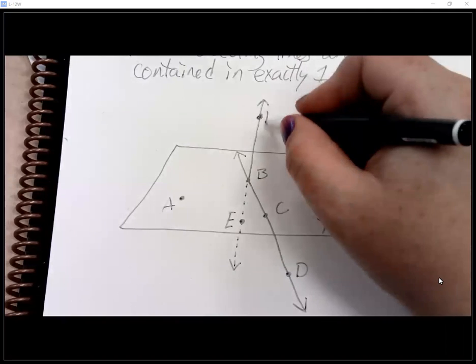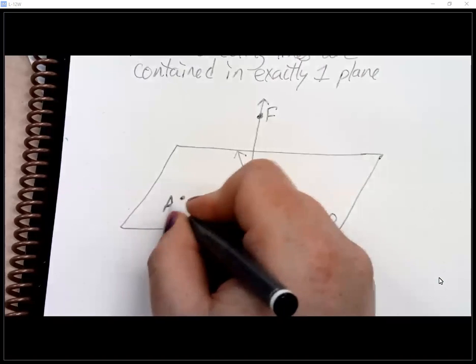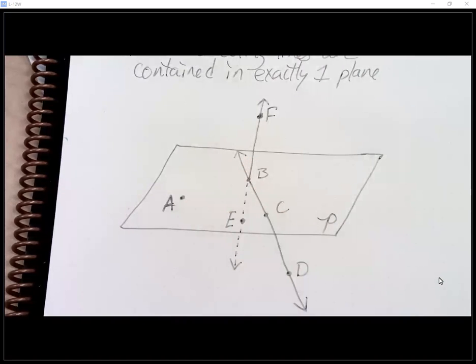So let me ask you some questions. Is point A in plane P? Yes, A is in plane P. Is point B in plane P? Yes. So if I were to connect points A and B, would line AB be in plane P? Yes, that was one of our things that we just learned. If 2 points are in a plane, then the line that contains those points is also in the plane. Okay, cool.